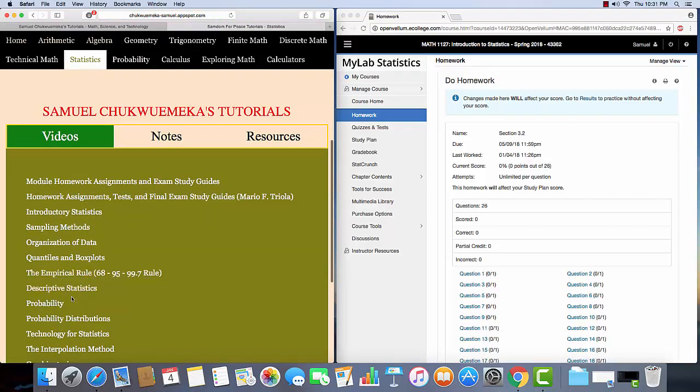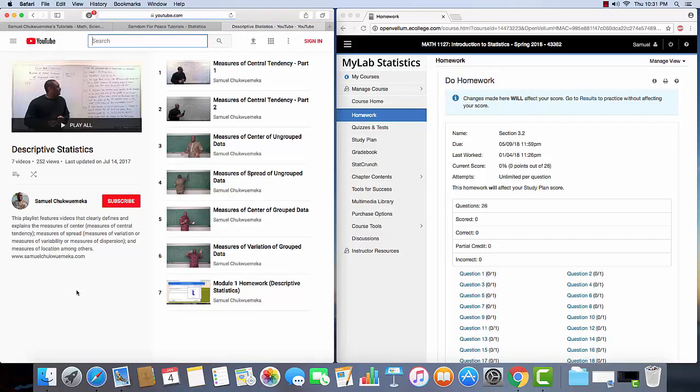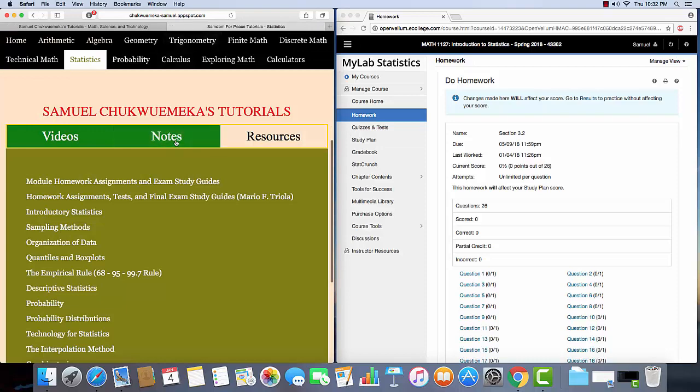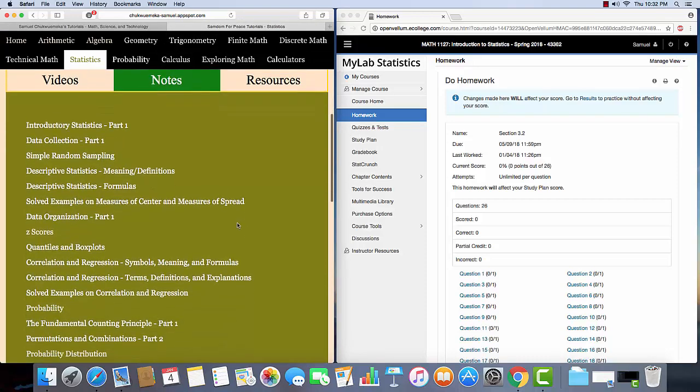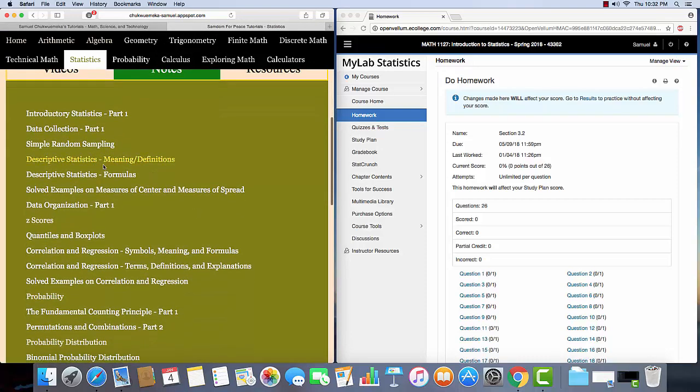Videos on descriptive statistics. It is recommended you view these videos, measures of central tendency or measures of center. And these are the notes here, okay? The notes are these two right here. Those are the notes. And you can also look at the solved examples on measures of center.